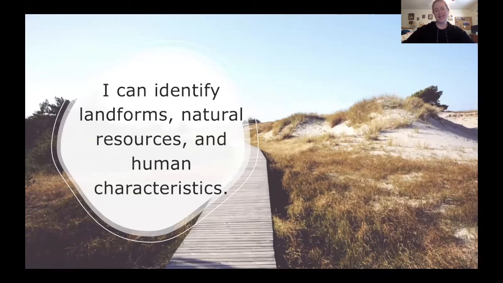Hey, first grade. It is time for our last day of this unit in social studies. Our target says, I can identify landforms, natural resources, and human characteristics. Let's go ahead and review our landforms that we learned about last week.